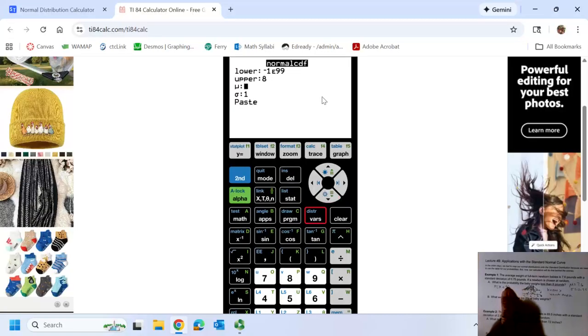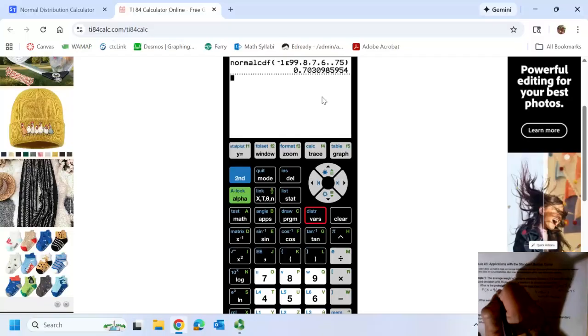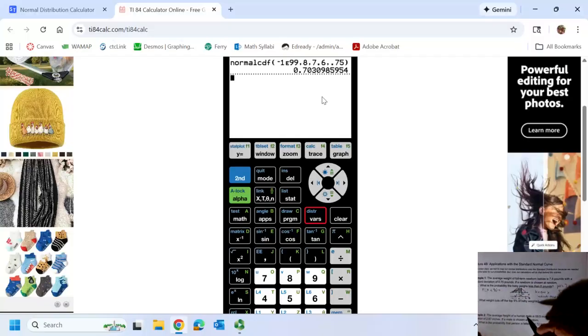But now we have to tell it the mu for this distribution. So that mu is 7.6, and the standard deviation is 0.75, and we'll paste and we'll enter. So that probability is 0.7031.